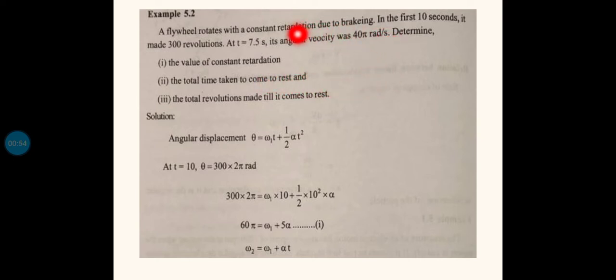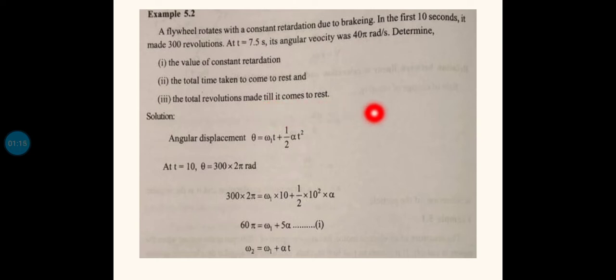It is given as retardation, so actually it is opposite to acceleration. That value we have to find out, and the problem itself gives it as constant retardation. So we want to find the value of the constant retardation. The next thing we want to find is the total time taken to come to rest and the total revolutions made till it comes to rest.